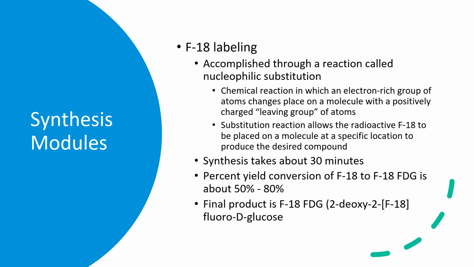Synthesis will take about 30 minutes, and the percent yield conversion of F18 to FDG is about 50 to 80%. And the final product is F18 FDG, also called deoxyfluoroglucose or fluorodeoxyglucose.